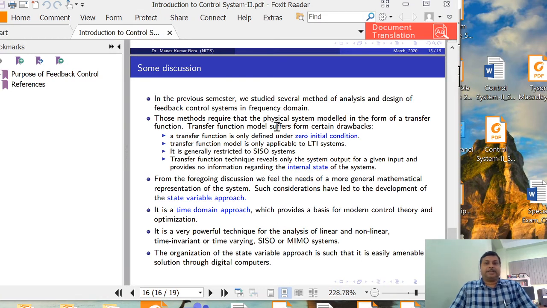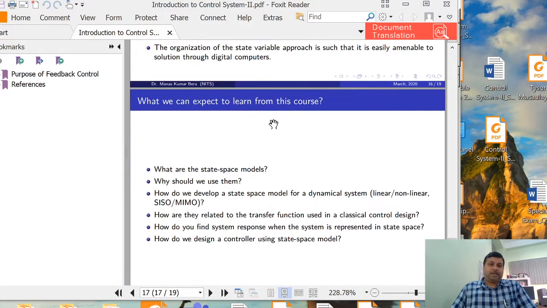We want to understand in today's lecture that if we assume zero initial condition for a system, then it may lead to a wrong decision about the system response, which is very much related to the understanding of the internal state of the system. So in this lecture we are going to understand what we mean by the internal states of the system, and slowly we will answer all these questions subsequently.